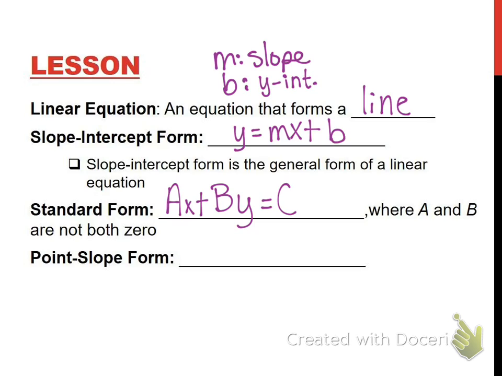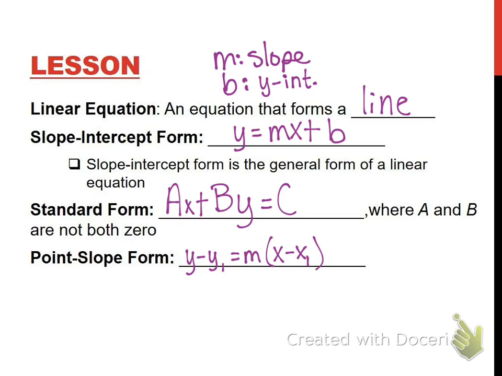Starts with a Y. Is it like Y minus Y1 equals, no, it's like parentheses. X minus X1. Close, M times, X, yeah, and then like X1. I knew that. Yeah. I knew that. Oh, I remember that. Okay.